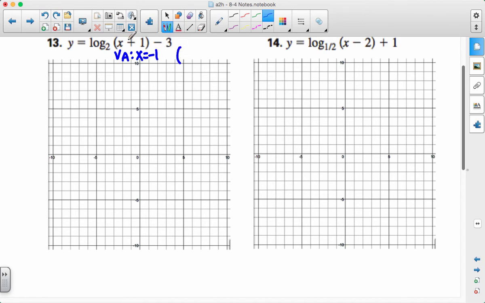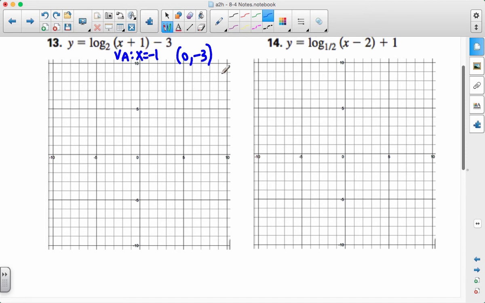My first point I'll plug in is, what should I make it? I want it to be a 1, so I'll plug in a 0 for x. That makes this a 1. Log base 2 of 1 is 0. 0 minus 3 is -3.